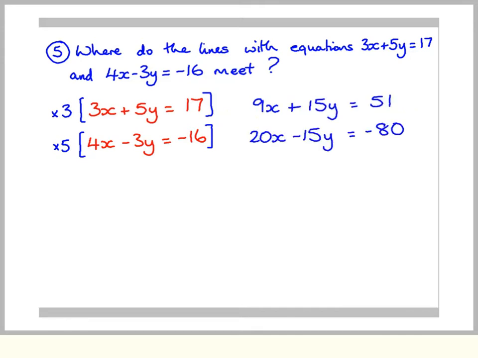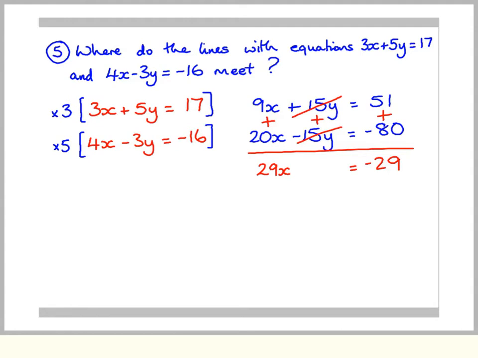So that's what I get when I multiply the top one by 3 and the bottom one by 5. So these are the two equations I'm going to play with. Now why do I add? I add because these will cancel out when I add. If I take them away, I will not cancel these out. I won't eliminate them. So if I add here, I have to add all the way through. I have to be consistent.